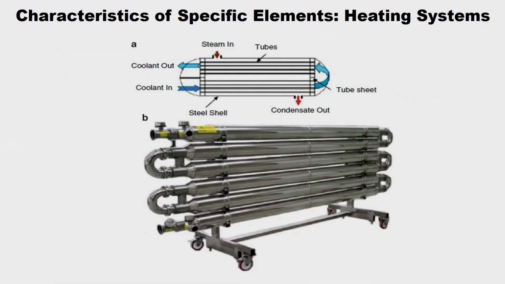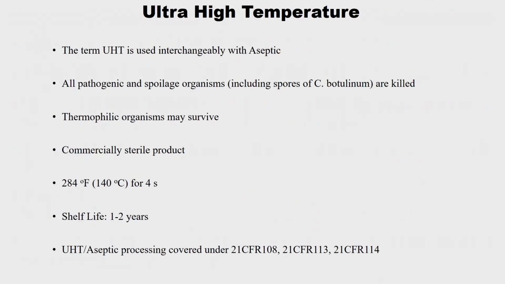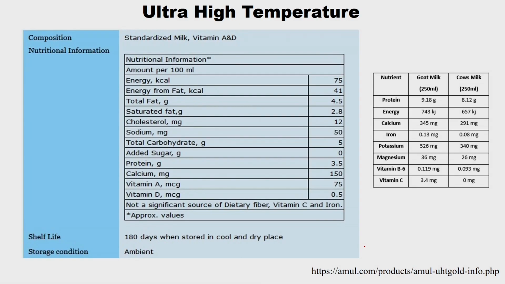After that we also saw the conditions for UHT, ultra high temperature processing. That is nothing but 140 degrees centigrade for 4 seconds. The shelf life is 1 to 2 years, and we saw the Code of Federal Regulations for aseptic or UHT processing. I also gave you some home tasks: to check the nutrient values after UHT processing and the nutrient content values in the raw milk before it, so that we know whether we have compromised anything or not.